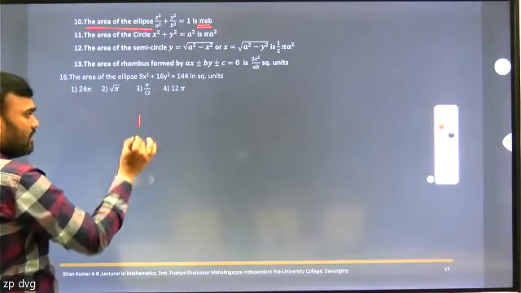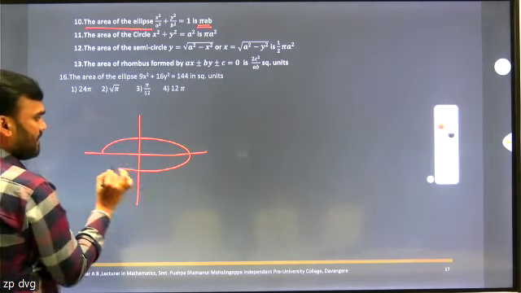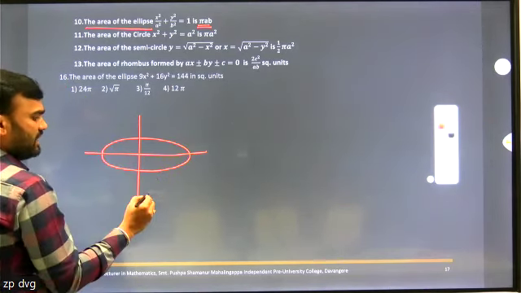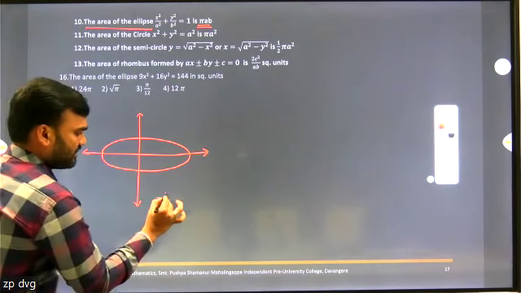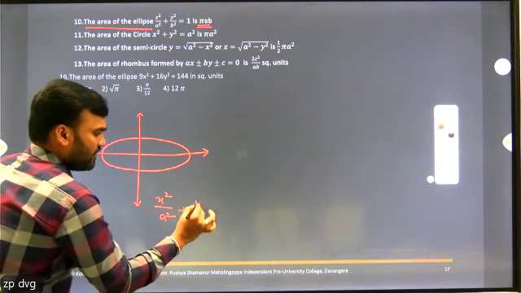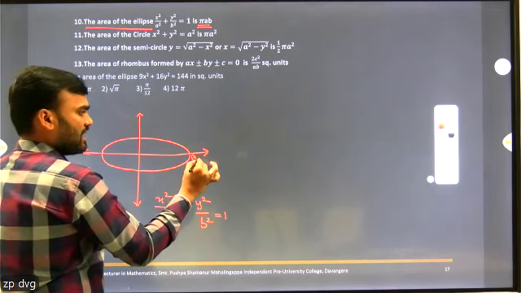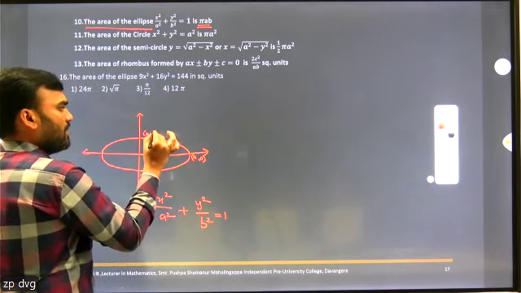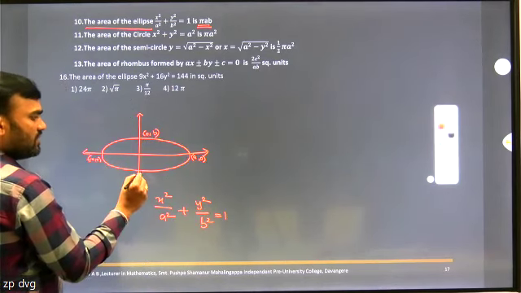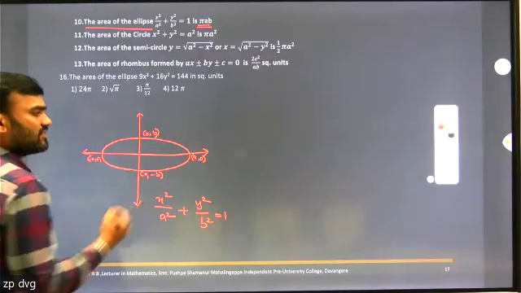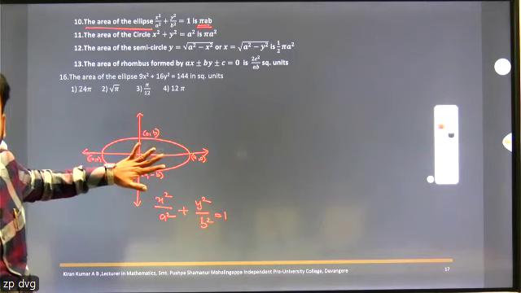Actually, the ellipse is x square by a square plus y square by b square equals 1. Here the points are a comma 0, 0 comma b, minus a comma 0, and 0 comma minus b. I want to find the total area of the ellipse.